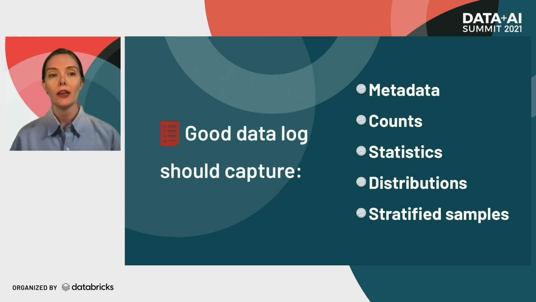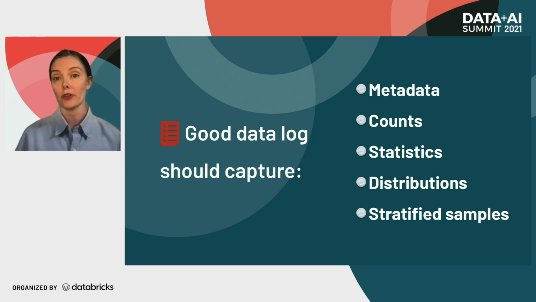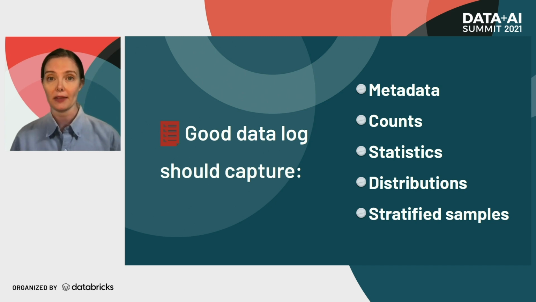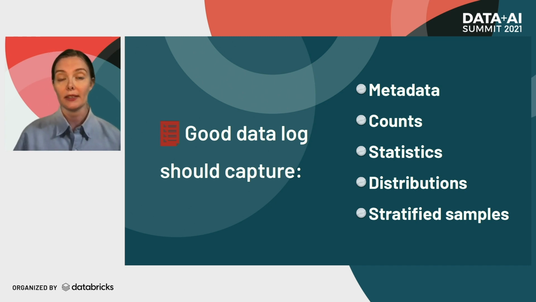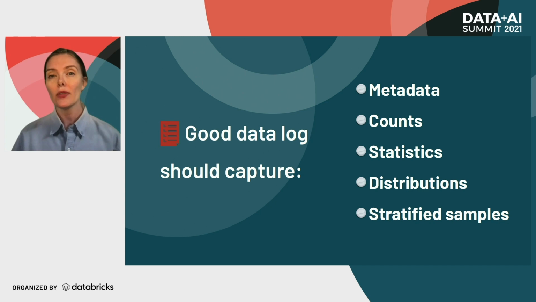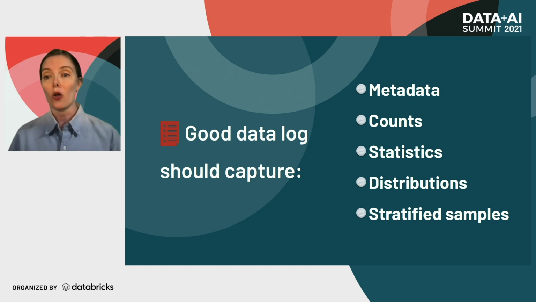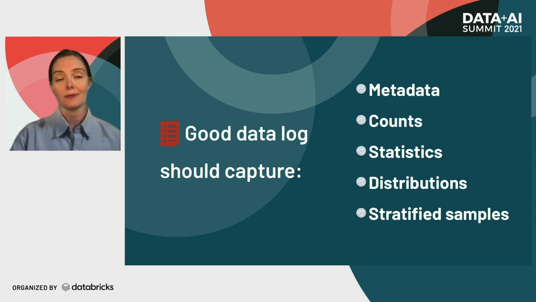For example, tracking metadata allows you to understand where different subsets of your data are coming from and how fresh they are. Tracking counts allows you to ensure that the data volume is healthy and allows you to keep an eye on missing values. Tracking summary statistics allows you to identify outliers and data quality bugs. Tracking the distributions enables you to understand how the shape of your data changes over time and to catch distribution drifts. And finally, you can optionally also track a small stratified sample of the raw data to help with debugging or post hoc exploratory analysis.